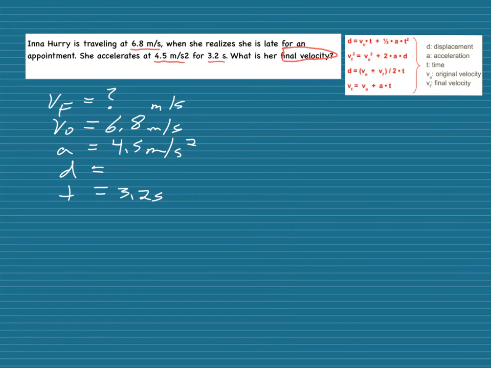It doesn't say anything about displacement or distance, and doesn't ask for it. So I can mark through that. Anything with displacement up here, I can mark through because it's not part of the problem and it's not asking me. It's not my unknown or my givens. So the first one I can mark through. The second one I can't use. The third one I can't use. The only one I can use is the bottom one, which tells me that my final velocity is equal to initial velocity plus acceleration times time.